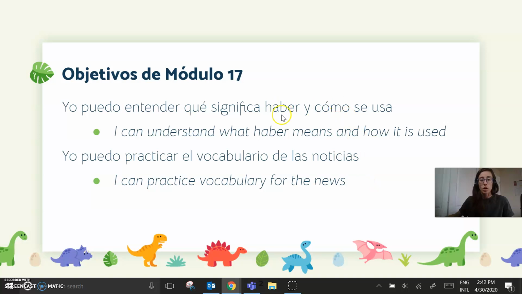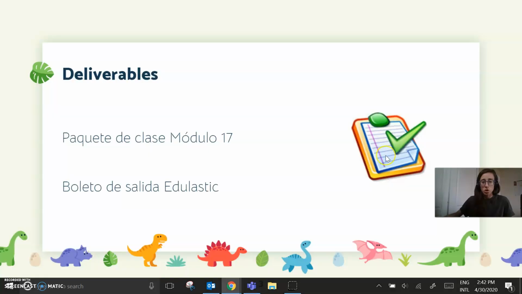Okay, so we can understand what haber means and how it can be used. There are a couple of different ways that we go over, and then practicing some vocab in our do now.